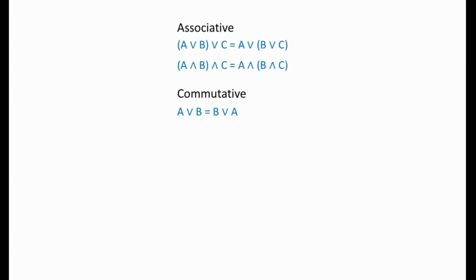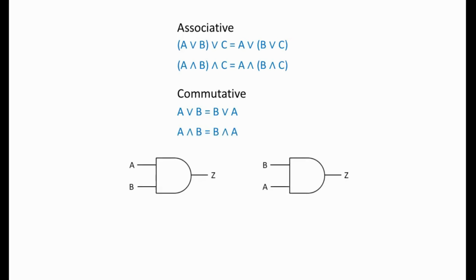In a similar example, 4 times 8 equals 32, as does 8 times 4. Hence, A times B equals B times A. So it follows that A and B equals B and A. Once again, we're really saying that it makes no difference if we swap the inputs of an AND gate.